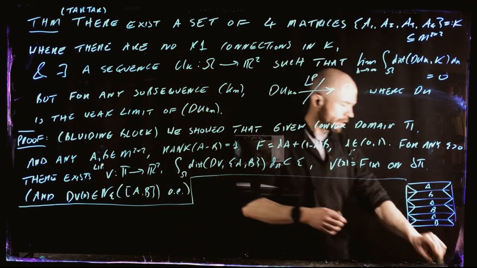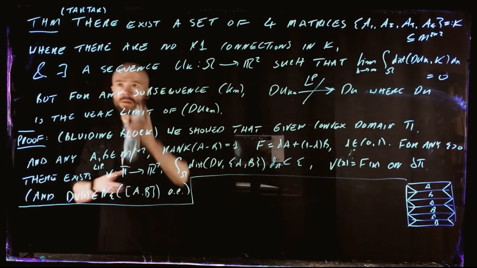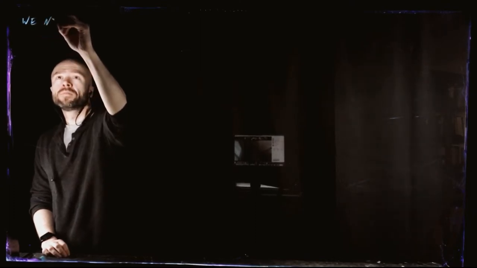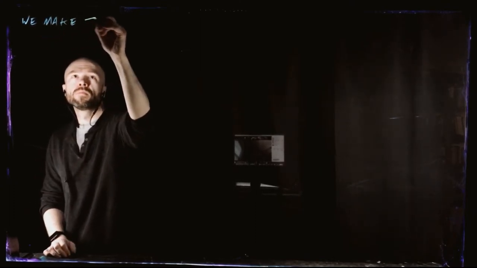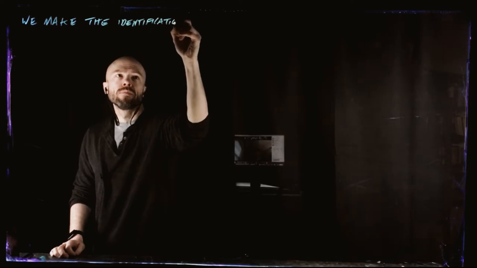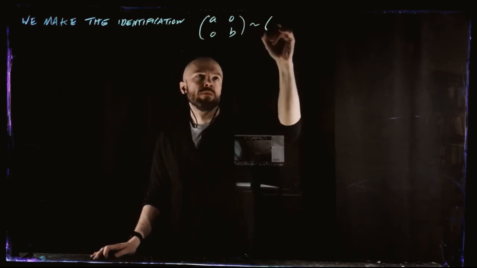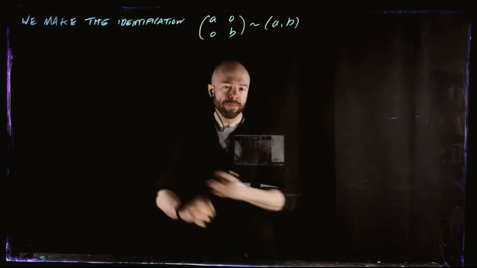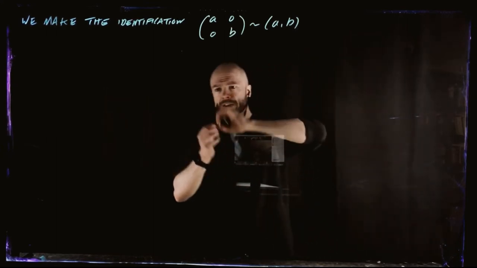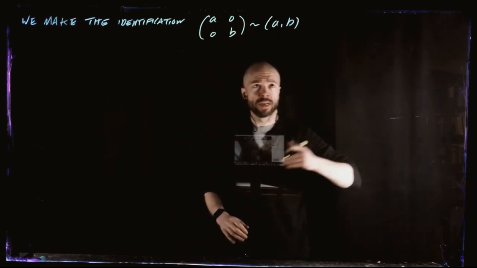All right, so as I erase, look over the statement of what I just wrote, and so we're going to make the identification between diagonal matrices and points on the plane. Like this, okay? Now, if we do this, then diagonal matrices are rank one connected if and only if one of their entries, either A or B, are the same. So let me show you what I mean.